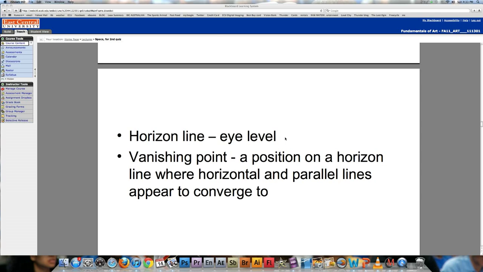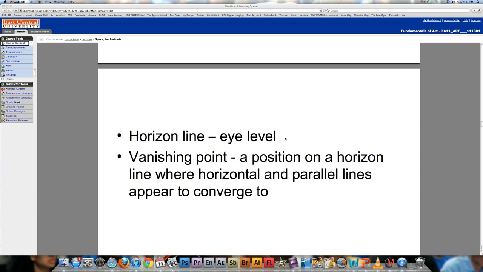You know, if you're out in the country and you look at where the sky meets the earth, we call that the horizon, right? Well, the horizon line doesn't necessarily have to be on the horizon. It's basically just wherever the viewer's eye level is. That's the horizon line. And then on that horizon line, you have things called vanishing points.